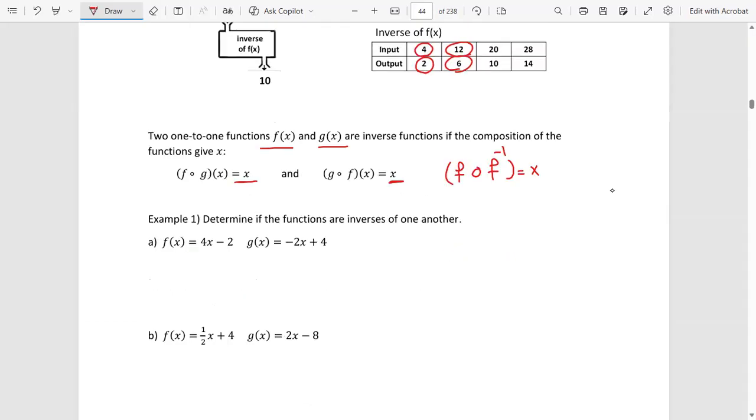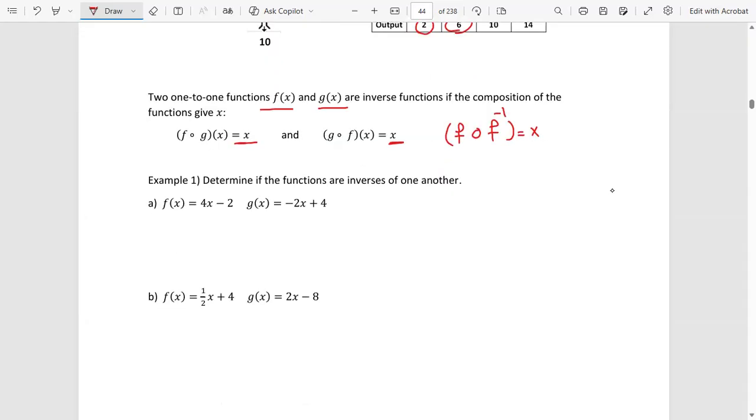Let's look at example 1. We want to determine if these two functions are inverses of each other. We want to know if g is the inverse of f. Let's see. If they are inverses, that means their composition must be equal to x. So we need to find f∘g and g∘f. They both must end up as just x. They should cancel each other to just get x at the end.